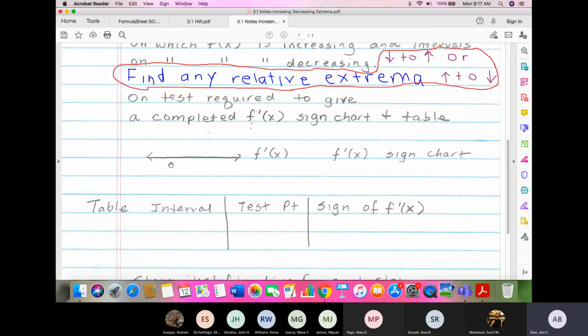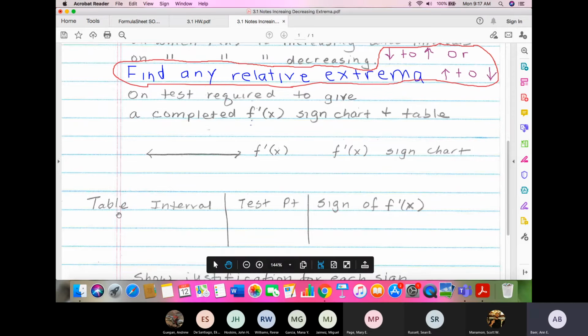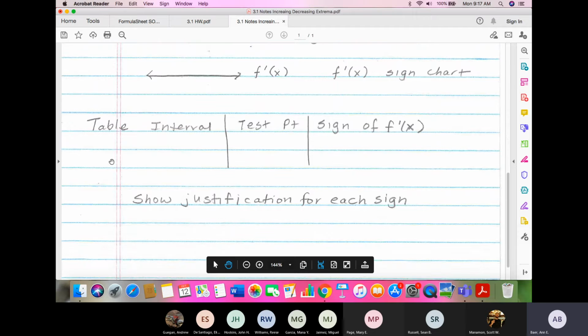So right here is the first derivative sign chart. That's what I'm calling the sign chart. Here is what I'm calling the table. This will make more sense after we do some problems. This is the table. You want a column for the interval, you want a column for the test point, and you want a column for the sign of the first derivative. That information we are then going to use to fill out the sign chart up here. And be sure to show justification for each sign.